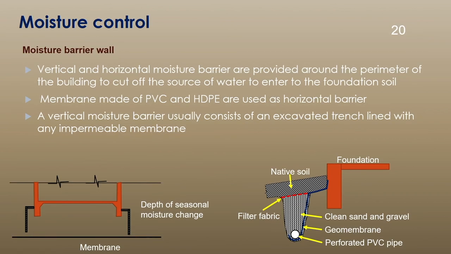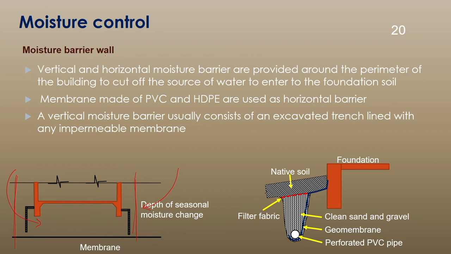The other method of controlling the swelling in an expansive soil is moisture control. As moisture is the main culprit, the main reason behind the expansiveness of the soil, if we can restrict the movement of moisture below this foundation level so that there will be no change in the water content, then there will be no heaving or shrinkage of the soil.